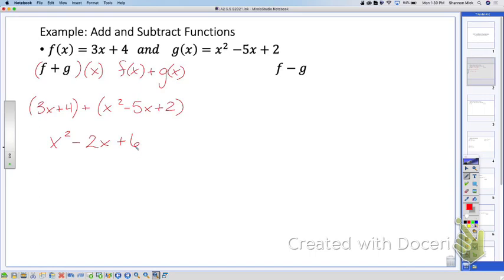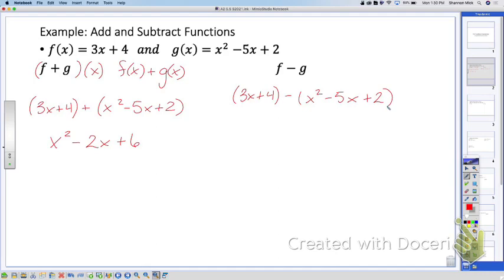Okay, what happens if I did g plus f? Would it change my answer? No, because addition is, does anybody know that word? It's commutative. Addition is commutative. I can say f plus g or g plus f and I get the same thing. Is subtraction commutative? No. So I'm going to have f minus g. So I have 3x plus 4 minus x squared minus 5x plus 2.